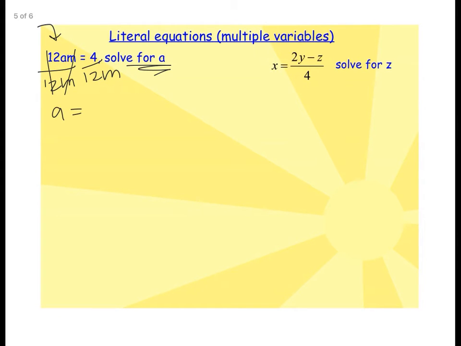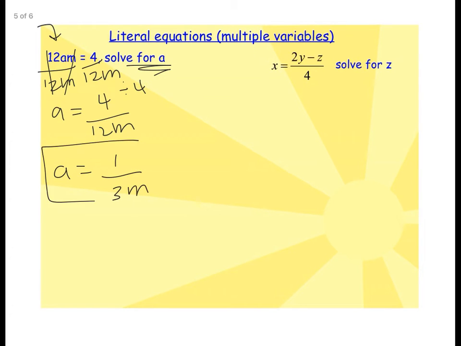So I have a is equal to 4 divided by 12m. And then I need to simplify my fraction, so I can divide 4 and 12 by 4. So I get a is equal to 1 over 3m. Final answer. On the right side, we have x is equal to 2y minus z over 4. So we have three variables there. We have x, y, and z. And I'm saying let's solve for z.